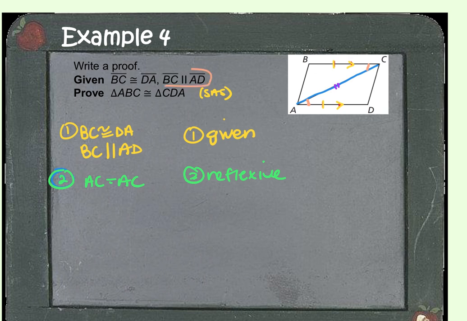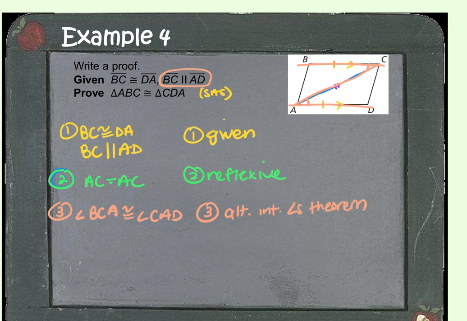That's where the parallel lines come into play. If these two are parallel and this is my transversal, then those are alternate interior angles. And if the lines are parallel, alternate interior angles are congruent. Angle BCA would be congruent to angle CAD. And the reason is alternate interior angles theorem.